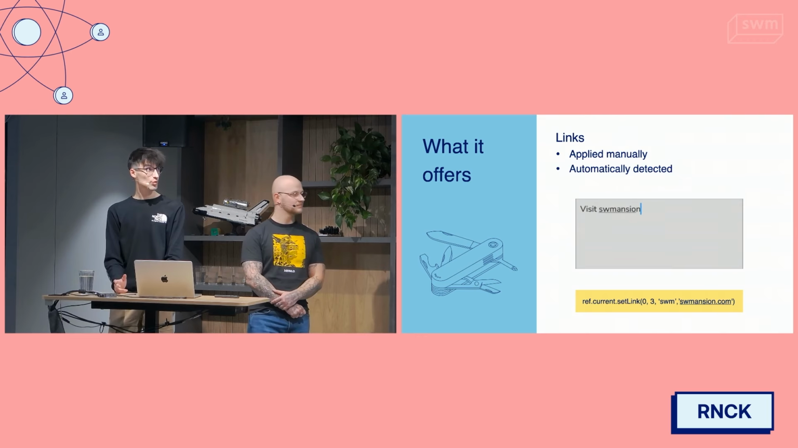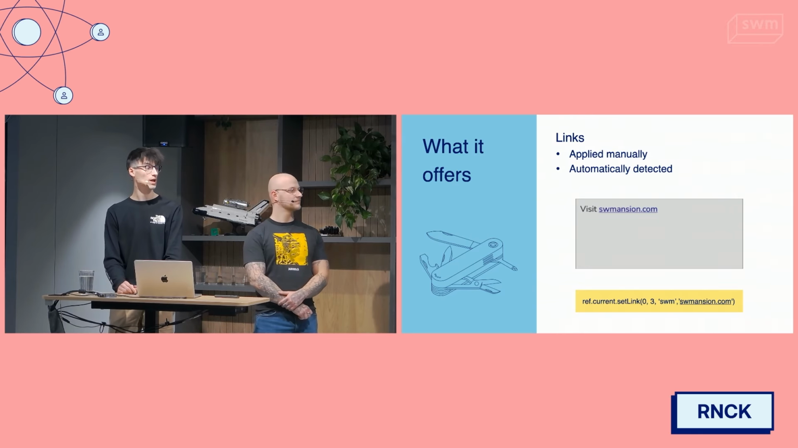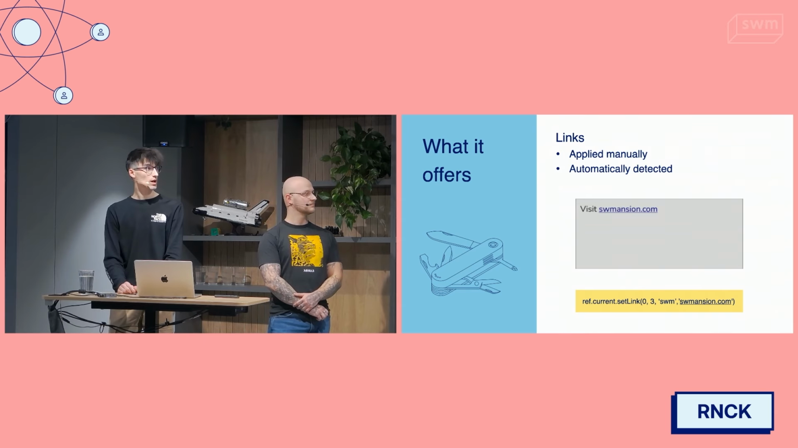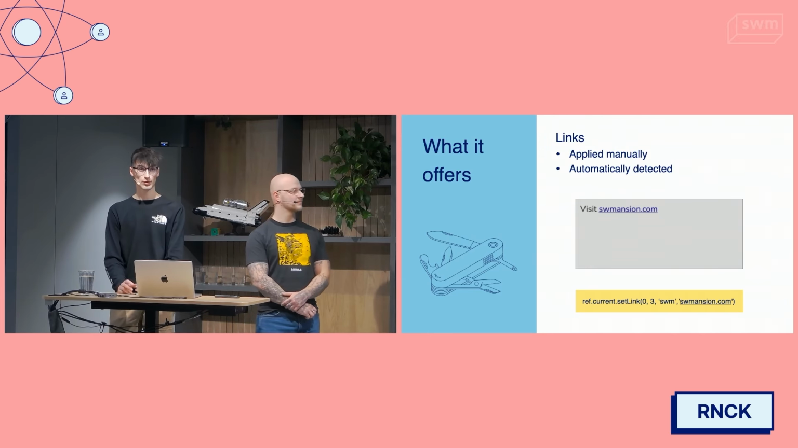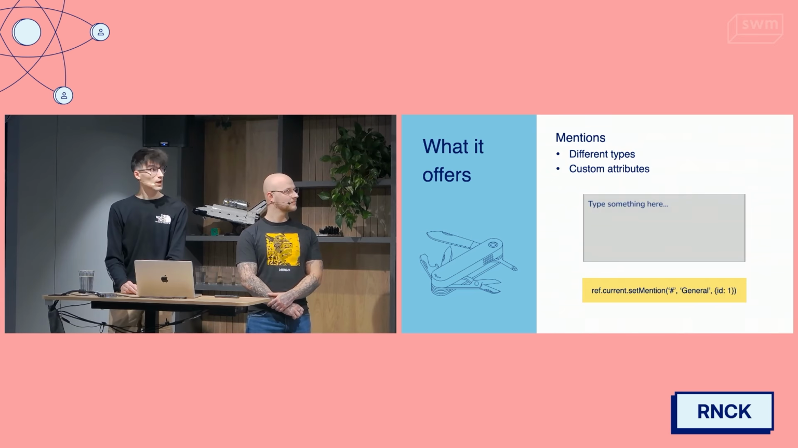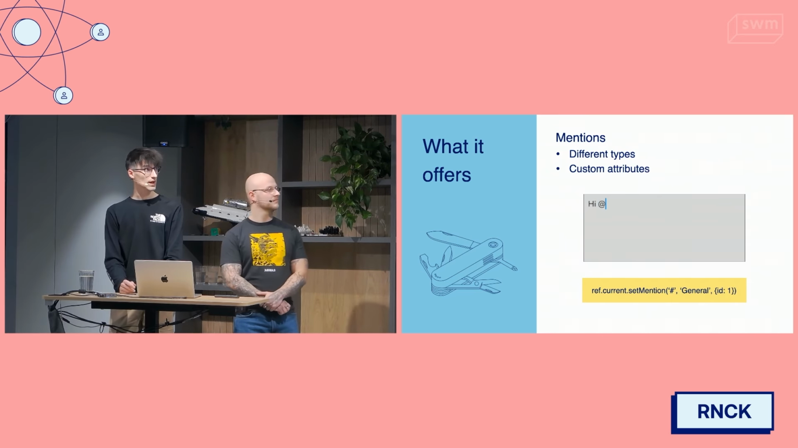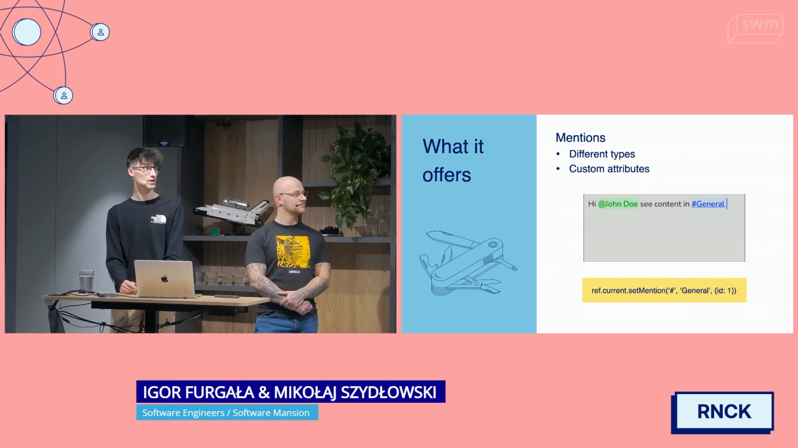And the last group of supported styles are styles which require some parameters in order to work properly. So here we have links. They can be both applied manually or they can be applied automatically when we detect a valid URL. We have mentions. And if you think about Slack, for example, they support both mentioning a user and a channel.